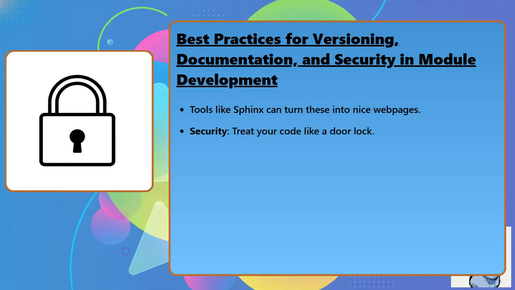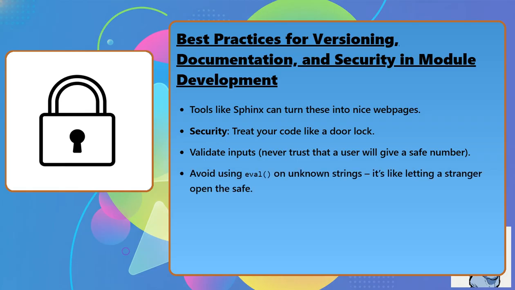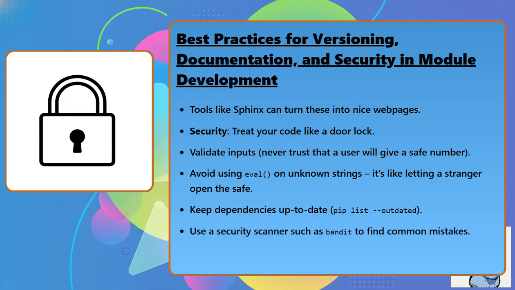Security: treat your code like a door lock. Validate inputs, never trust that a user will give a safe number. Avoid using eval on unknown strings. It is like letting a stranger open the safe. Keep dependencies up to date, pip list --outdated. Use a security scanner such as Bandit to find common mistakes.